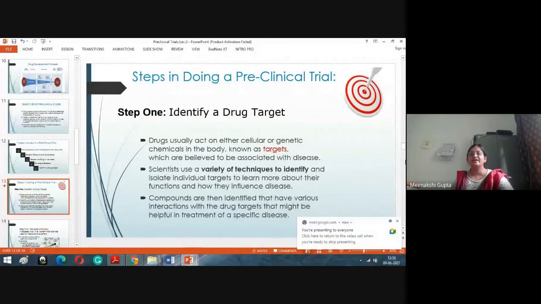So a variety of techniques are used to identify targets. For different diseases, there are different targets. Then compounds are identified that have various interactions with the drug targets. Okay. First we identify the targets.